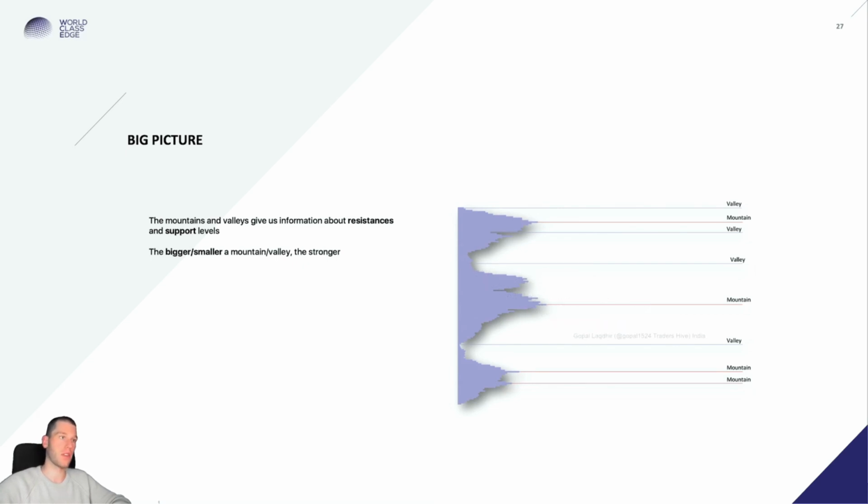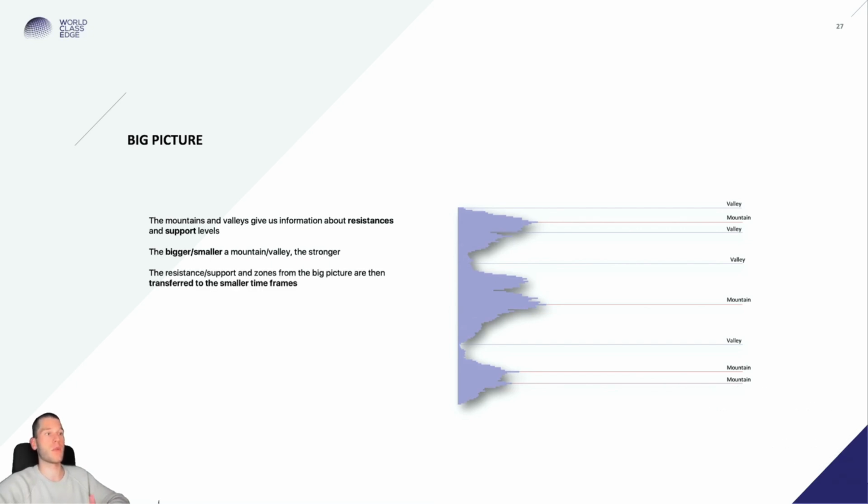So in the big picture, you will have a volume profile of any viewed or analyzed time period. And there are going to be mountains and there are going to be valleys. The mountains and valleys give us information about the resistance and the support levels. And the bigger the mountain or the smaller the valley, the stronger the information or the value of that one is.